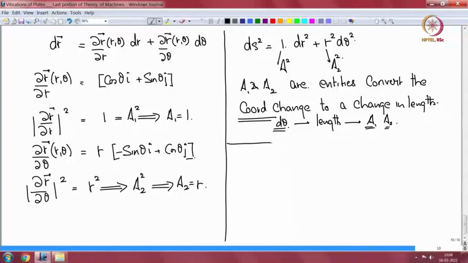Good morning and welcome to this lecture on vibrations of plates and shells. Last time we took the example of a circular plate to look at the first fundamental form. We'll take a further example of a cylinder, a cylindrical surface. Let me draw here. Let's say this is a cylinder.